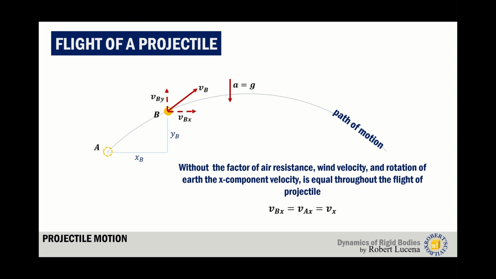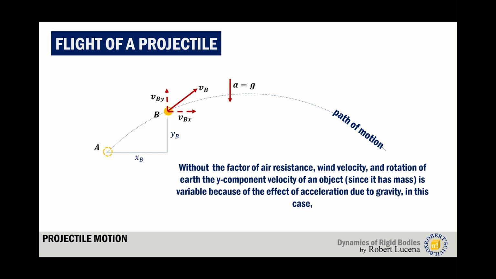Most of the time, when we talk about the horizontal component of velocity of a particle in projectile motion, we represent all the values of x component velocity simply as Vx. In some calculations, a subscript indicates the point where the particle is. For example, if you're talking about the velocity at point B, the x component velocity is represented as Vbx.